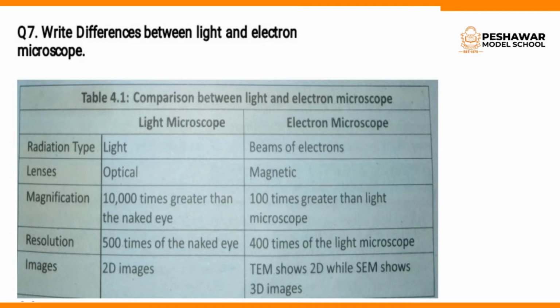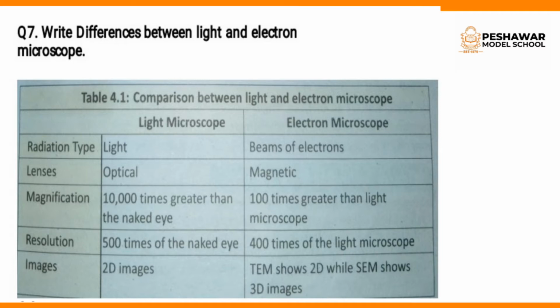So the comparison between light and electron microscope is that the radiation type of the light microscope is light, while the radiation type of the electron microscope is beams of electrons. The lenses used in the light microscope are optical lenses, while the lenses used in the electron microscope are magnetic lenses. The magnification power of the light microscope is 10,000 times greater than the naked eye, while the magnification power of the electron microscope is 100 times greater than the light microscope.